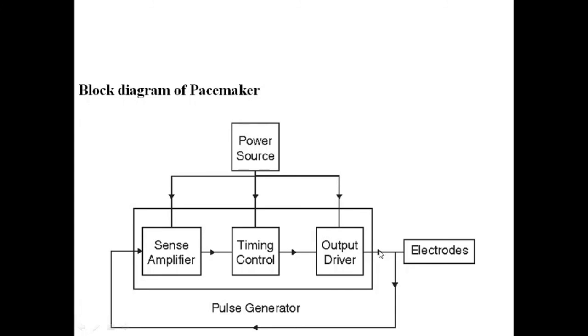Now see that when the sense amplifier starts the signal, it reaches the timing control unit, which will drive the output drivers, and accordingly the electrodes will be receiving the electrical signal. The same feedback is given, because based on the signal at the output driver, it is known to the sense amplifier, and accordingly the timing control unit will change the pacing.